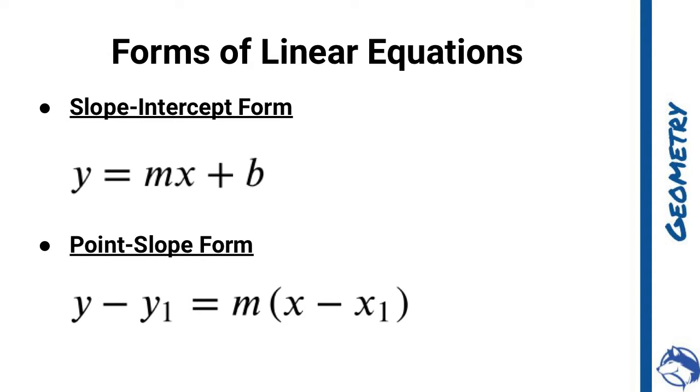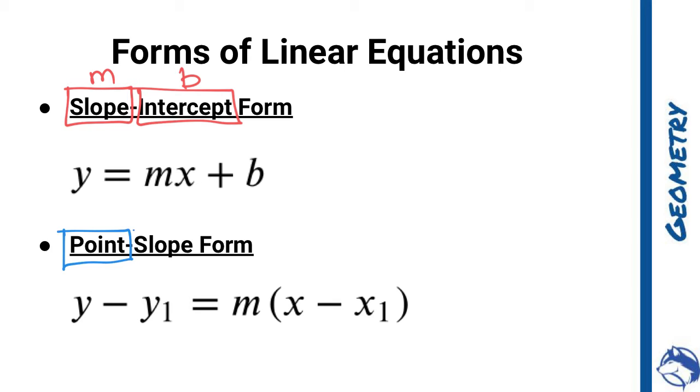So these are the two main forms of linear equations that we are going to use in this unit. Slope-intercept form is y equals mx plus b, and this is the best when you have a slope and an intercept. So the slope is the m and the intercept is the b, and that's the best time to use slope-intercept form.